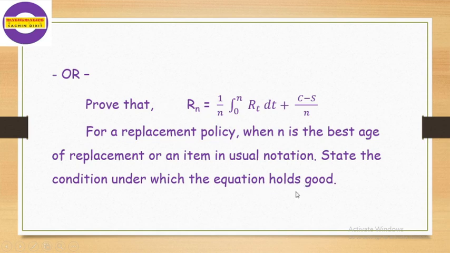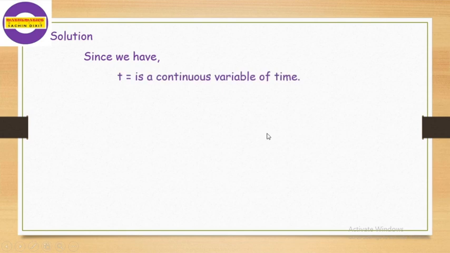In some cases the question will also ask: in usual notations, prove that Rn is equal to 1 by n integral from 0 to n of rt dt plus c minus s divided by n. That means you have to know the meaning of these terms, these notations. Now we prove this. Solution: first we define the terms and their meanings, and then we go to the derivation.